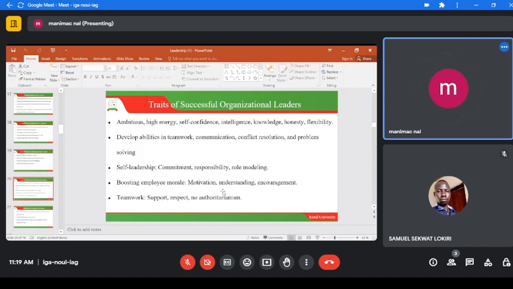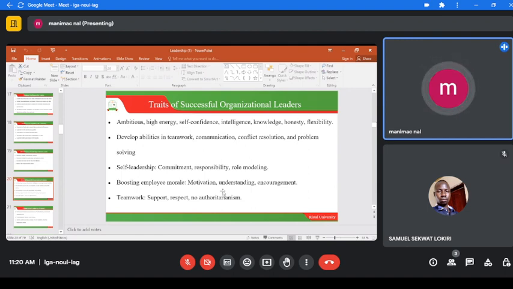Furthermore, what are the traits of a successful organizational leader? Number one, he has to be ambitious. He has to have high energy. He has to be confident, with self-esteem. He has to have intelligence. He has to be knowledgeable. He has to be honest. He has to be flexible. Not forgetting that he also has to develop abilities in teamwork, communication, conflict resolution, and also problem solving.